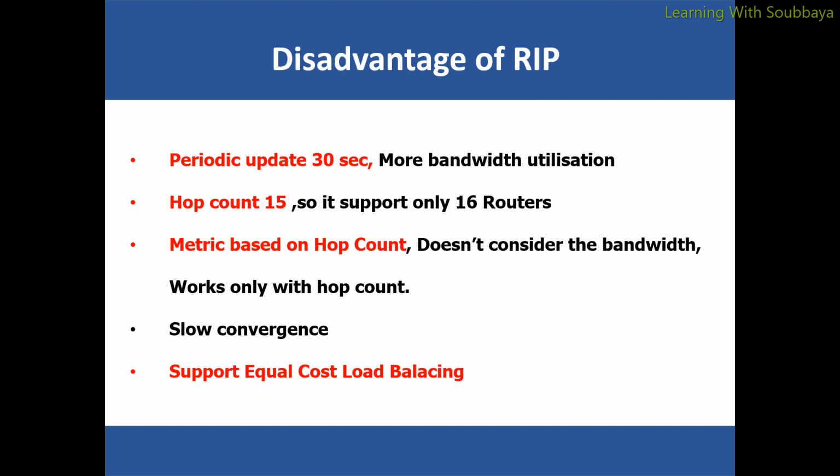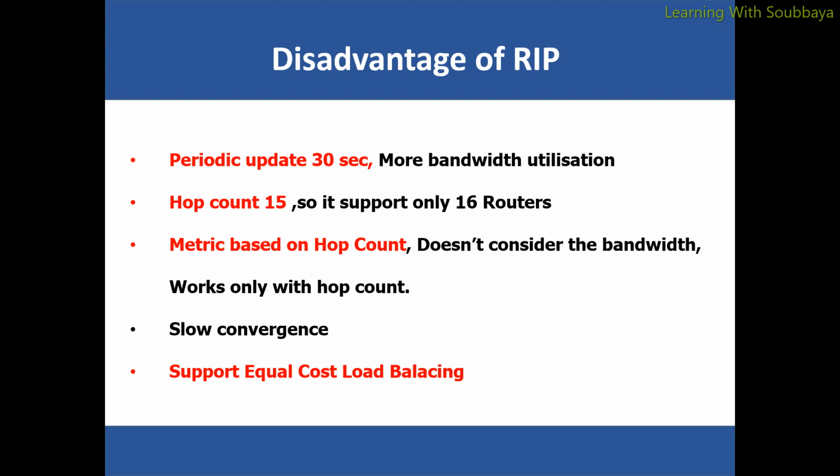Apart from that, there is slow convergence. There are multiple drawbacks. It supports equal cost load balancing only. It does not support unequal cost load balancing. So these are the drawbacks in the RIP protocol.